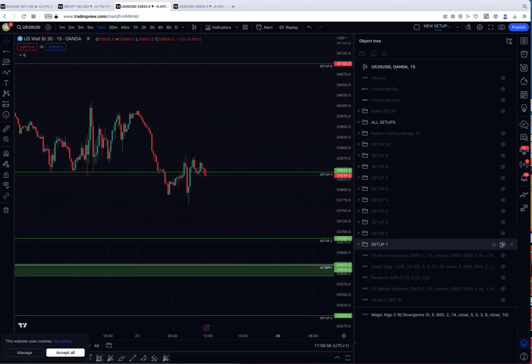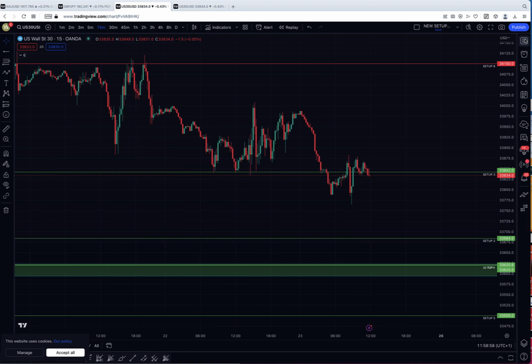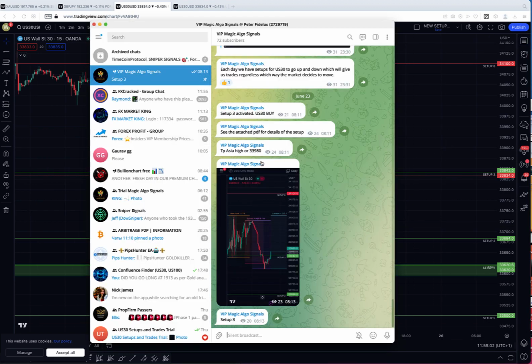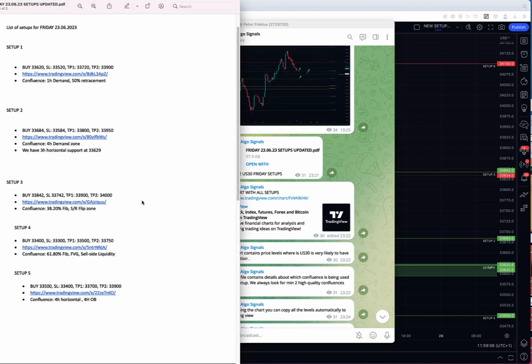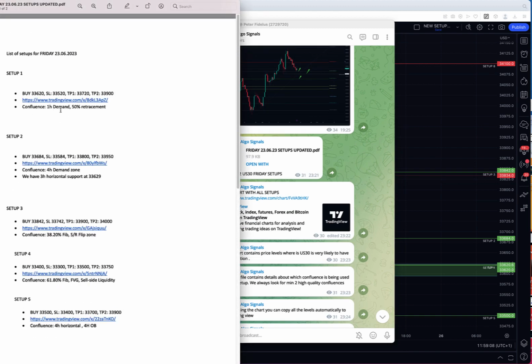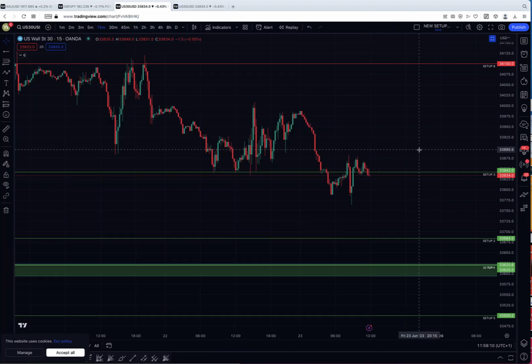So this one is actually, let's have a look in our PDF file, what we got there. Setup 1 has 1 hour demand, 50% retracement. Yeah, Dow likes to retrace 50%. I think there's a good chance we could actually drop to this level today. We could, we don't have to. If not, we're going to go to level 8 and we're going to have a rejection there.